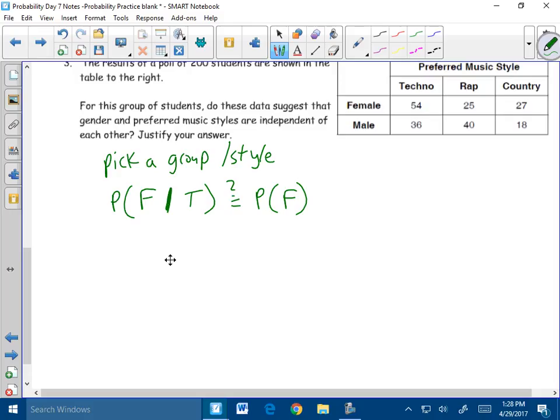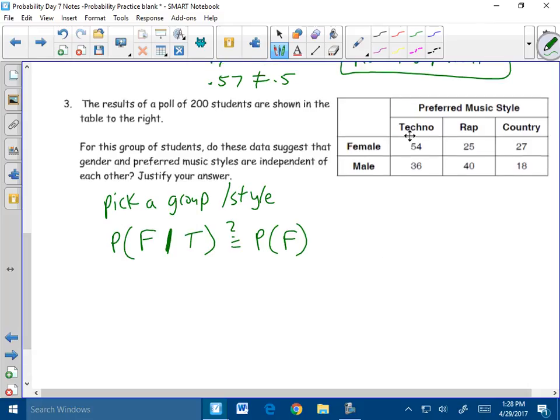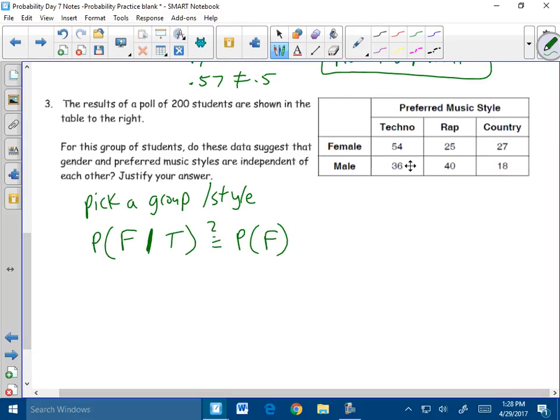So let's see what happens. If I want to figure out the probability that they are a female, given that they like techno music, I've got to figure out some totals here. I need to know the total number of people that like techno, which is 90 if you add 54 plus 36. So probability that they are a female, given that they like techno music: I'm just looking in the techno column. So 54 out of the 90 students that like techno, that's the probability that you're female given that you like techno. You could do it the long way too, figure out the other totals, which we're going to have to do in a second.